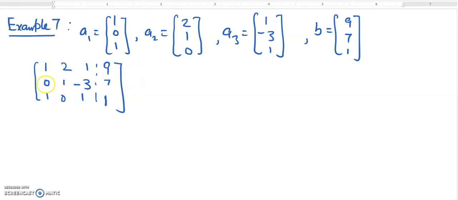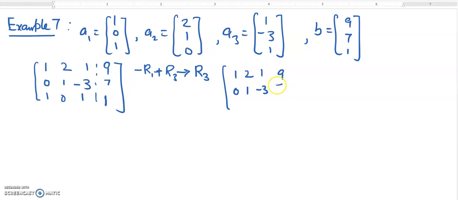So this is already 0. If I want to make this 1 as 0, what I will do is take minus R1 and add it to row 3, and that will give a new row 3. In this case it will be 1, 2, 1, 9, and then 0, 1, minus 3, 7, and then 0, 0 minus 2 is minus 2, 1 minus 1 is 0, and 1 minus 9 is minus 8.